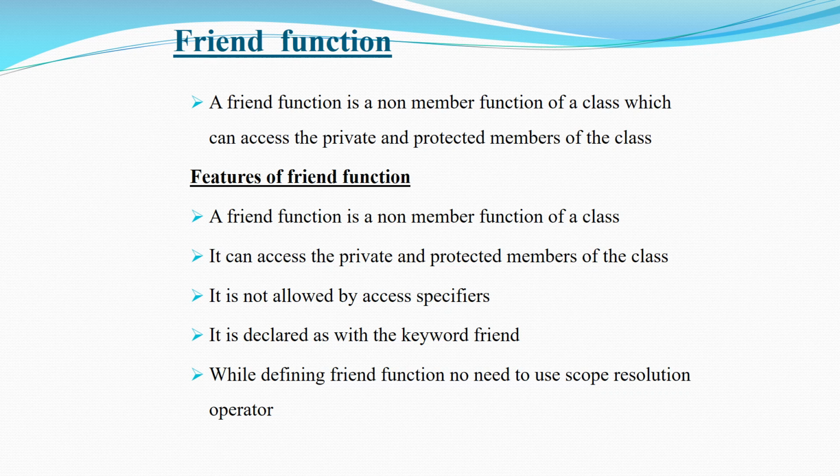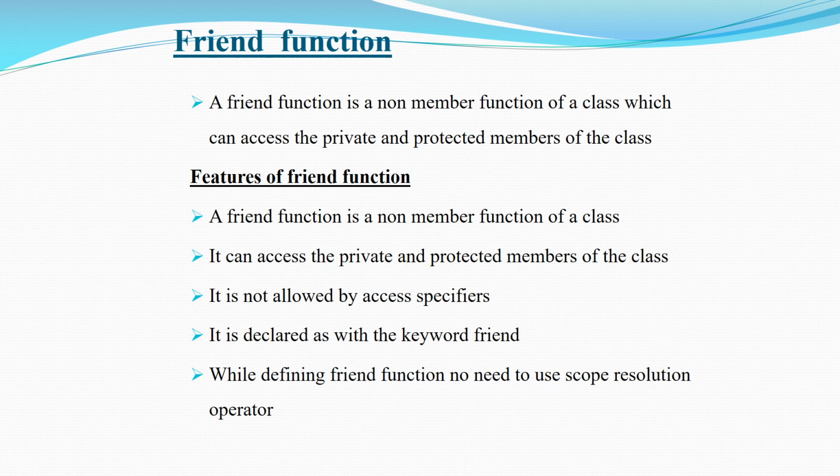A friend function is a non-member function of a class. It can access the private and protected members of a class, which is not otherwise allowed by the access specifier. It is declared with the keyword friend. While defining a friend function, there is no need to use the scope resolution operator. Why? Because we can directly access it like a normal function.